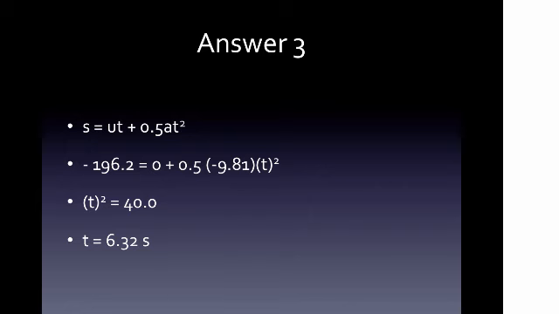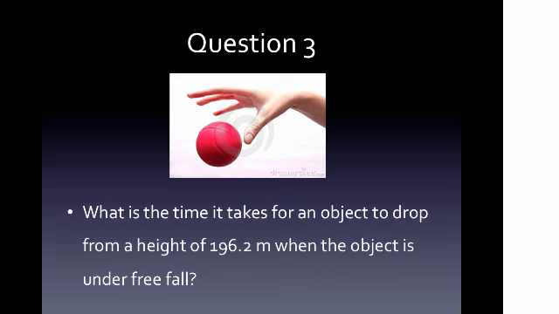In this case, the final state was a lower height than the initial state, and thus the number is negative. The initial velocity is once again 0, and thus it cancels out the first term on the right hand side. And as you can see, t squared is computed to be 40, and t is 6.32 seconds. So it will take this particular ball 6.32 seconds to drop from a height of 196.2 meters. Obviously, air resistance is not considered.